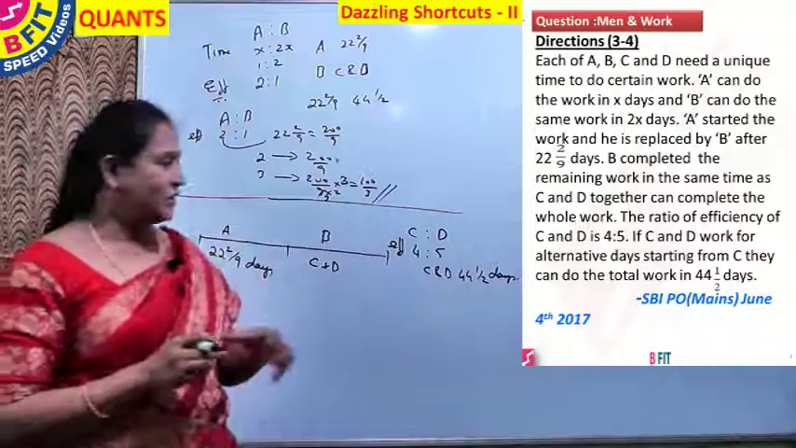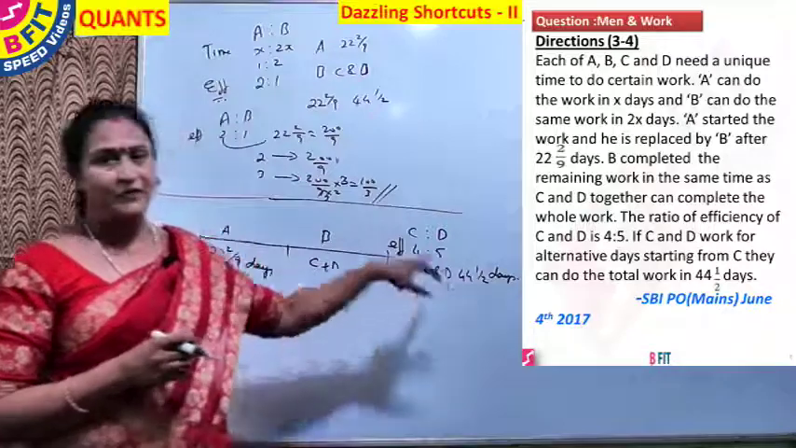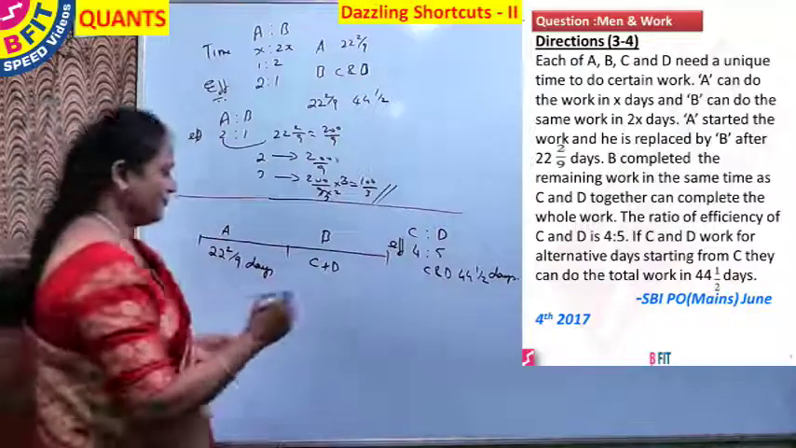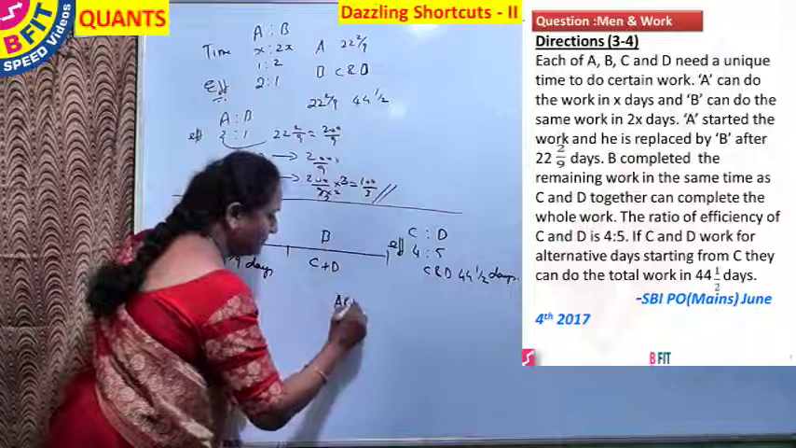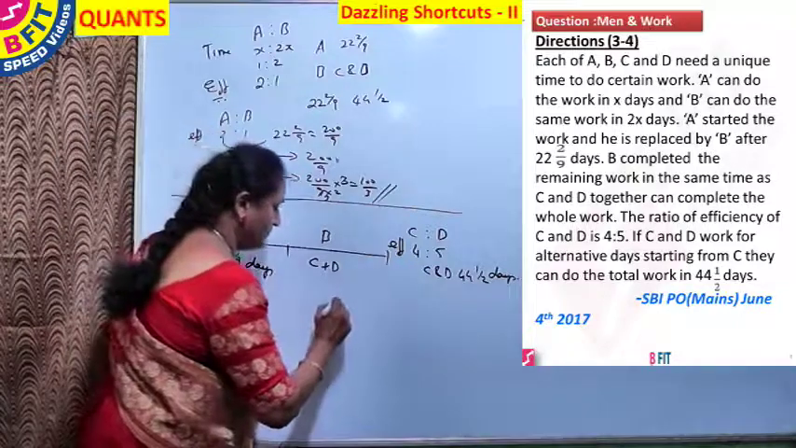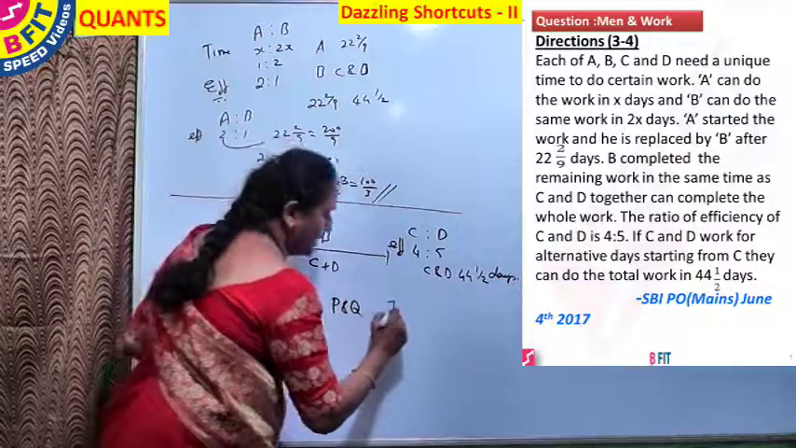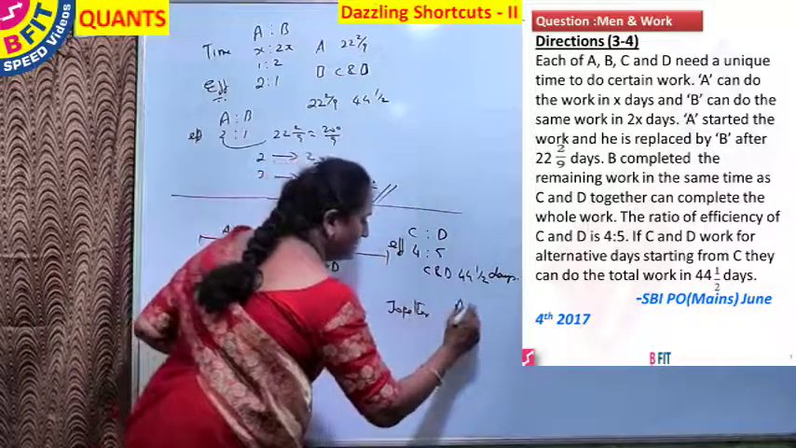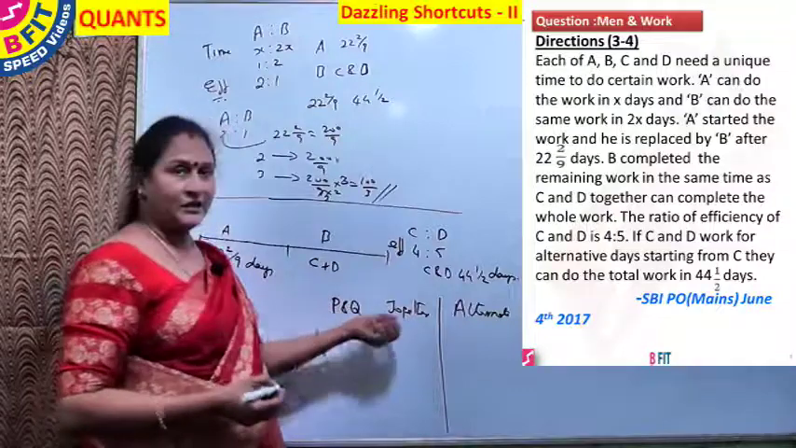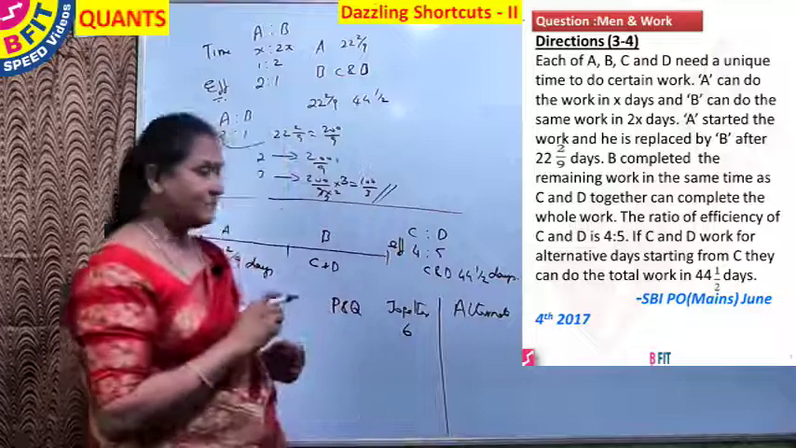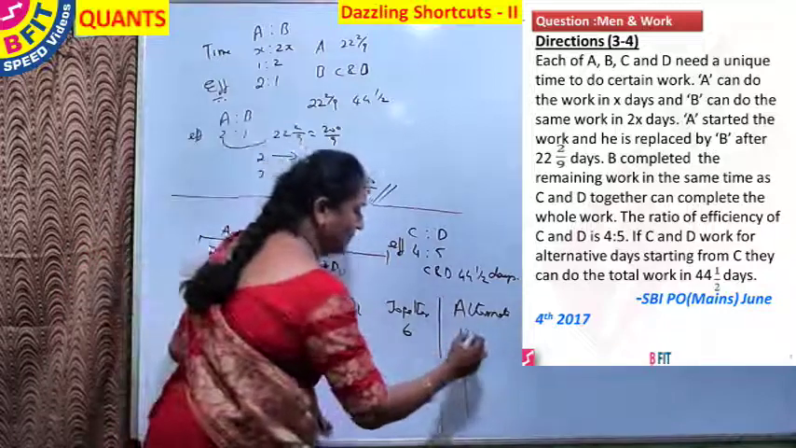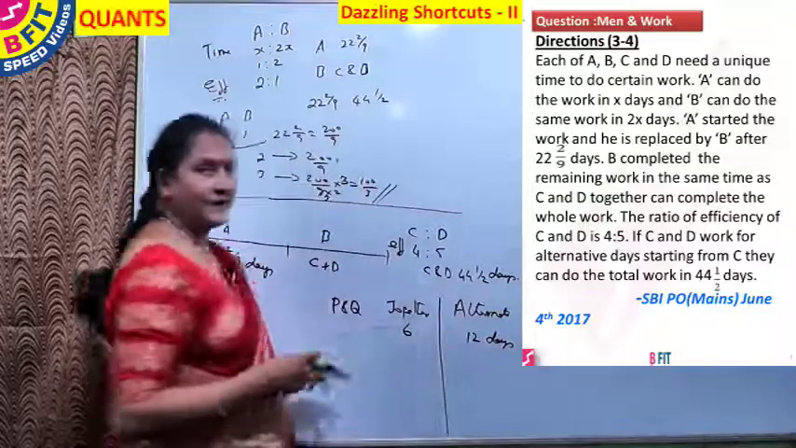But I'll give you one shortcut to get the value when alternate is given to find the together time. I'll explain it with some different examples. Suppose A and B are working, I'll take them as P and Q. Suppose P and Q working together take 6 days. Then the time taken when they are working on alternate days will be double the time, 12 days.